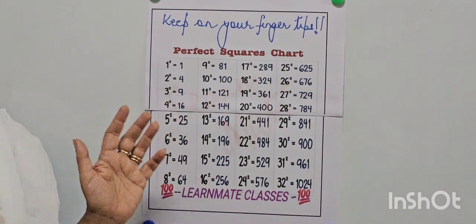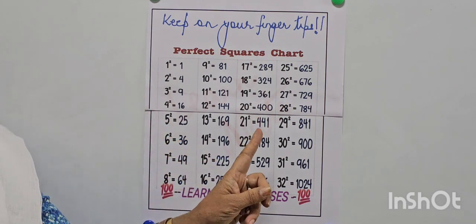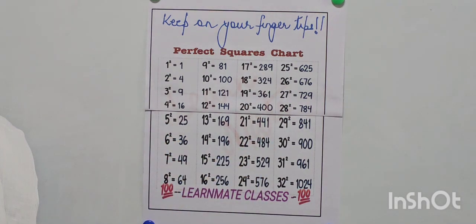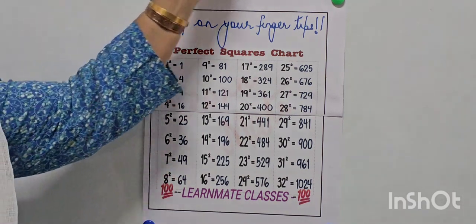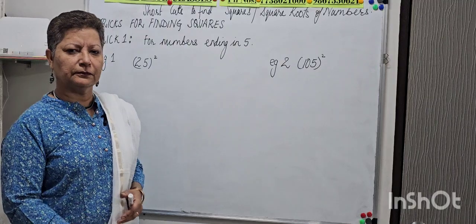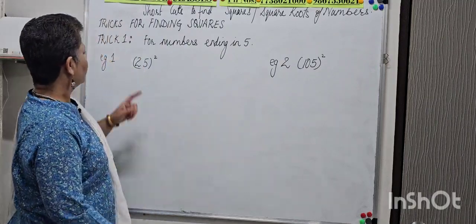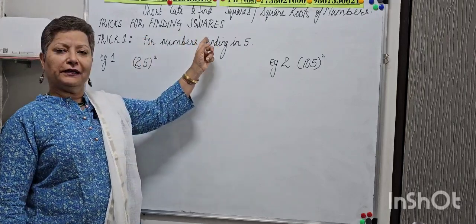This is a request: when it comes to squares, you should know your squares at least up till 25 and your cubes at least up till 15. So hereafter we progress to finding squares by shorter methods. As you can see, first we are going to be finding tricks for finding squares.